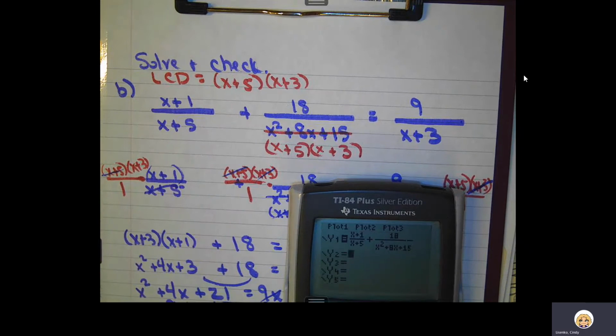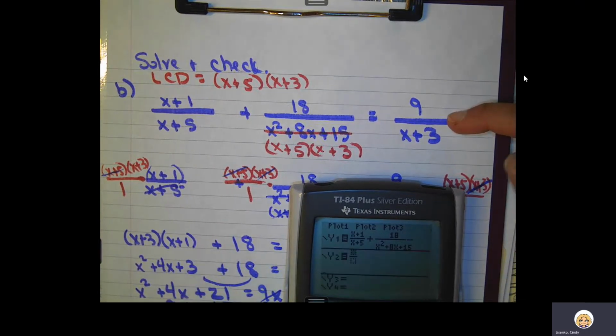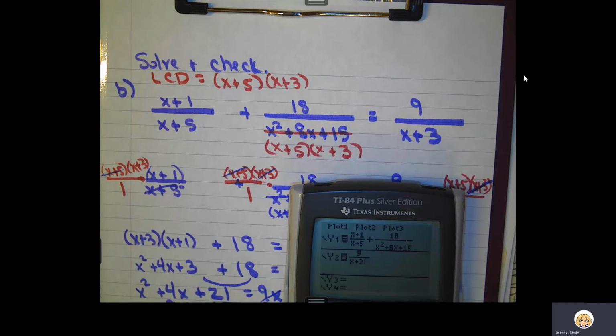For y2, I'm going to type in the right side of my equation. So alpha y equals 9 over x plus 3. I'm going to look for my answers to see if it works. So I'm going to start with that negative 3 so you can see why it doesn't work. If I go to my table, if I go find negative 3, notice it says an error. That is because we had 0 on the bottom. So that proves we can't have that answer. I'll go down to 8. We have matching y answers. So that is the correct answer.